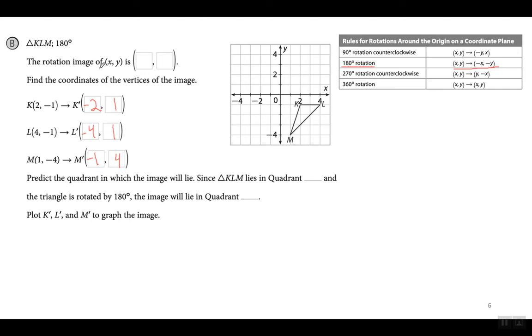Right here it says the rotation image of (x, y) is... Oh, they want you to write the rule here. Again, I got this from the book, and on this page the rules were not there. I just added them for your convenience. So they're just asking us to write the rule on top to make sure you know what you have to do. So the rule is this. Now, when I graph the new points, K prime is going to be at (-2, 1). L prime is going to be at (-4, 1). And M prime is at (-1, 4).